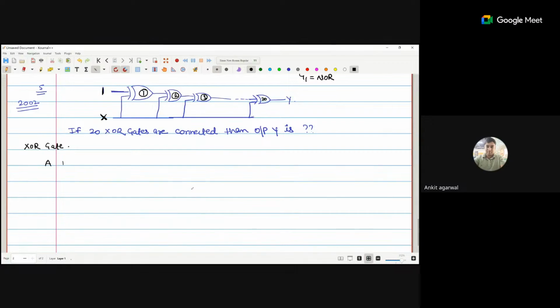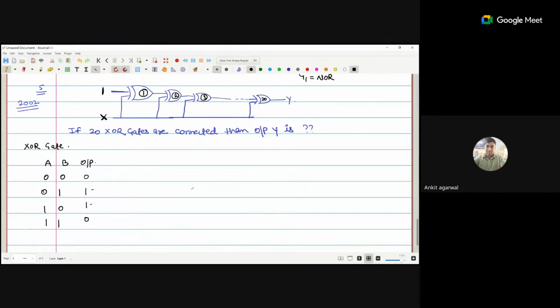If we have two inputs A, B and an output, the inputs are 0 0, 0 1, 1 0 and 1 1. So what is the output? If X is 0, then Y will be 1 for different inputs. If both inputs are different, the output is 1. If both inputs are the same, the output is 0. That is the XOR gate.